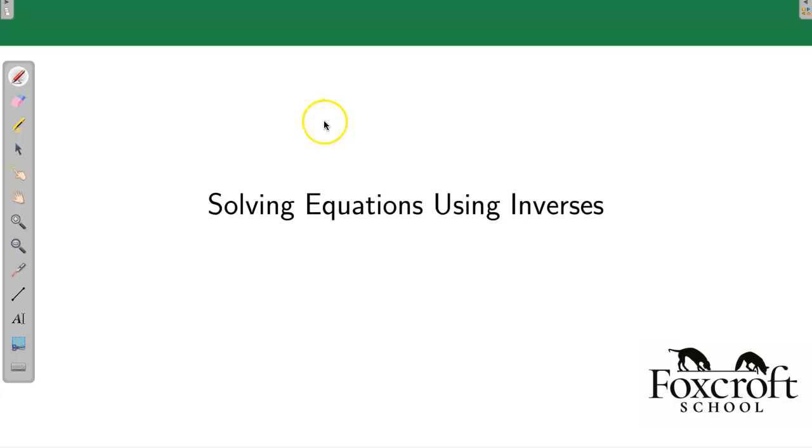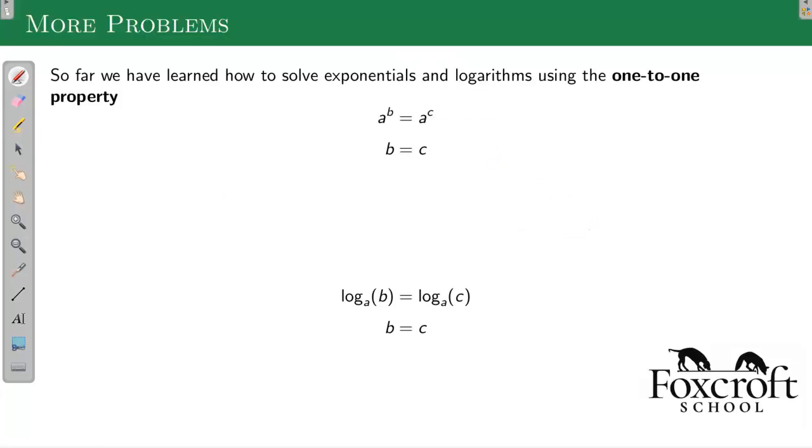In this video, we're going to talk about another way to solve logarithmic equations, and that's using inverses. So far we learned to solve exponentials and logarithms using the exact same method called the one-to-one property. If we have two exponentials equal to each other, we ignore them and just set those exponents equal. If we get a single log equal to another log, we ignore them and just set the insides equal. That works whenever you can rewrite these exponentials or logs with the same base.